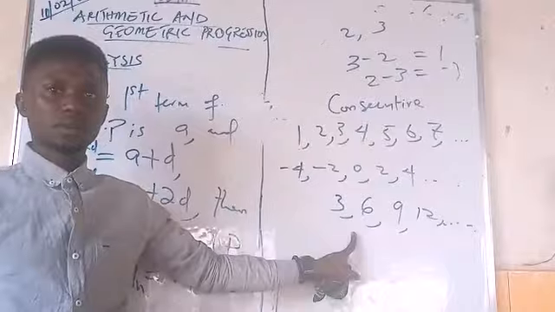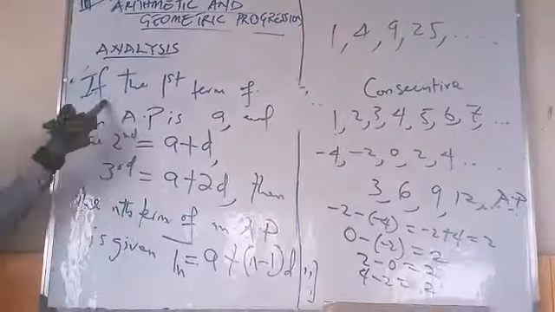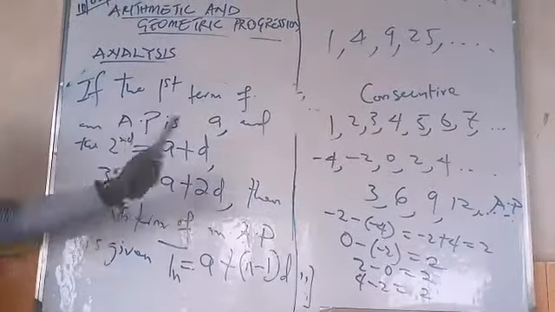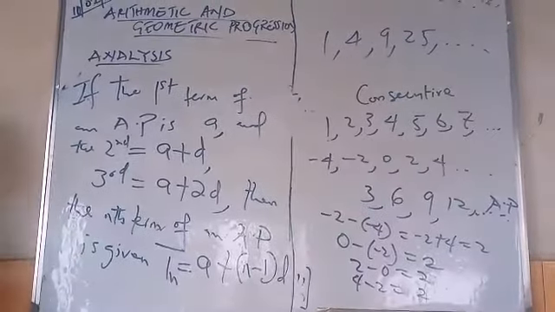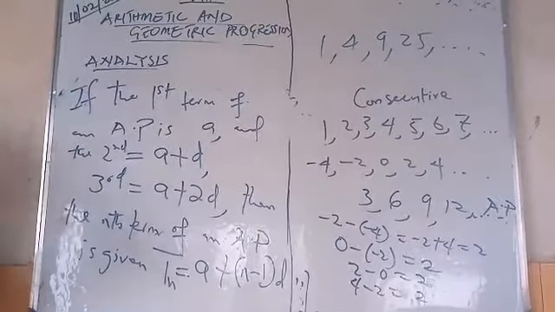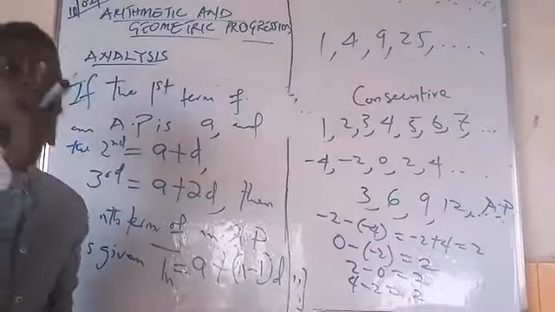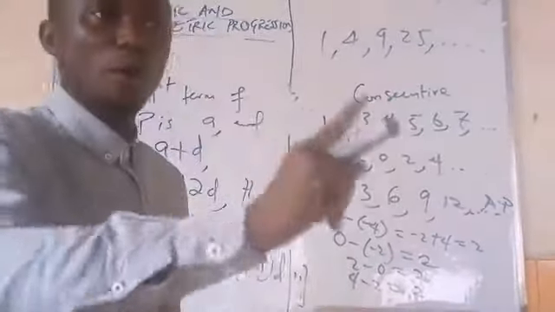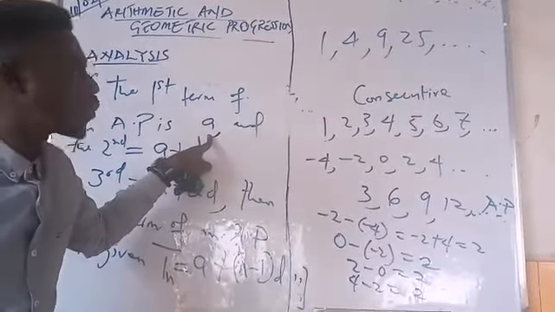What makes A? Is this an AP? We said if the first term of an AP is A, and the second term is A plus D, and the third term is A plus 2D. Someone said this is magical. Explain. We always represent the first term of an AP as what? Please don't forget that.